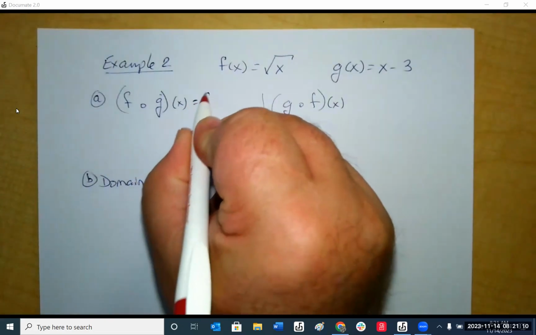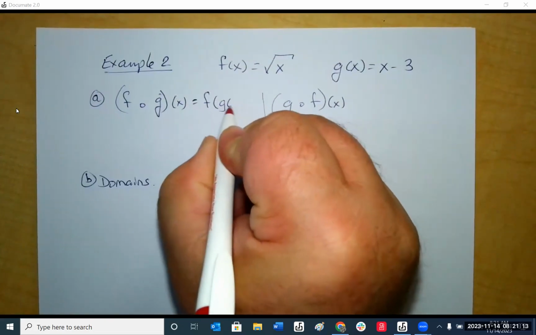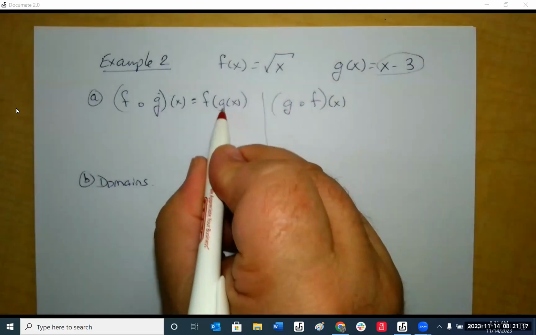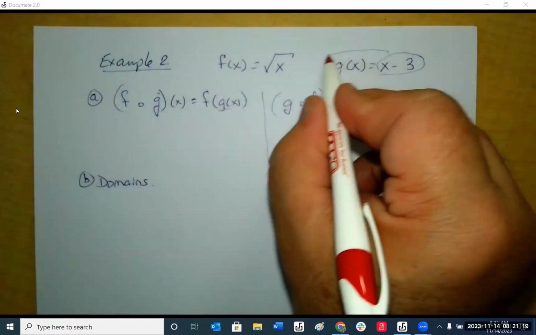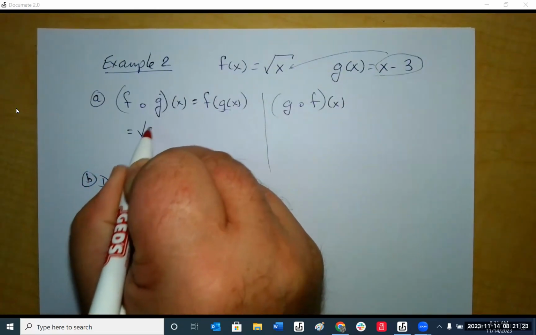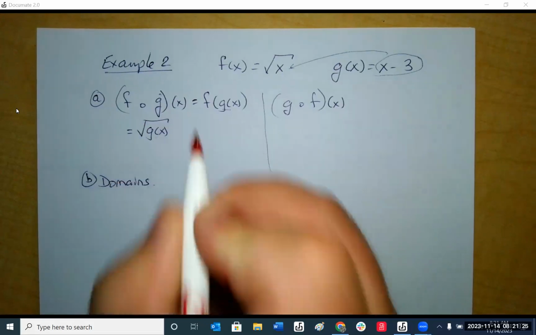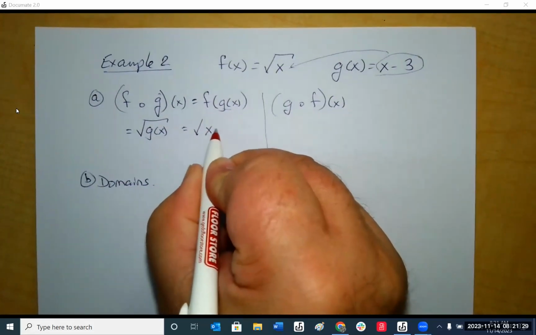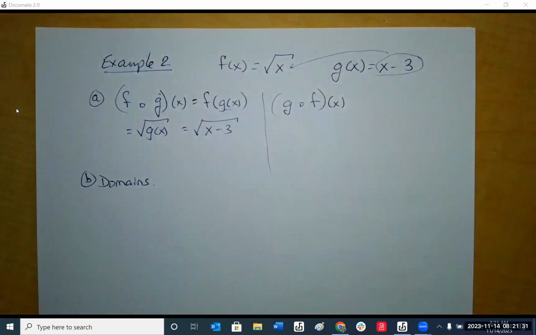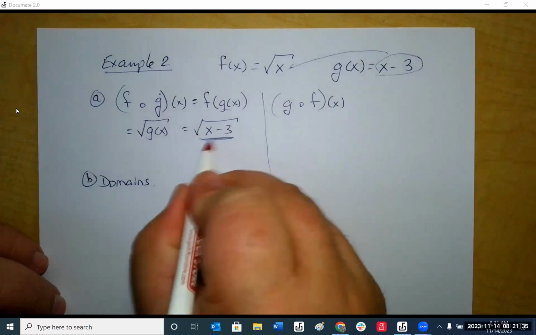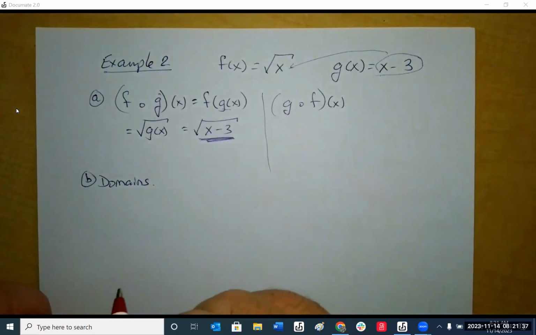So this first one is f of g of x. Take whatever's on the inside, take that equation. Anywhere I see an x, I put that in there, which is the square root of g of x, which is the square root of x minus 3. So that's my f of g.